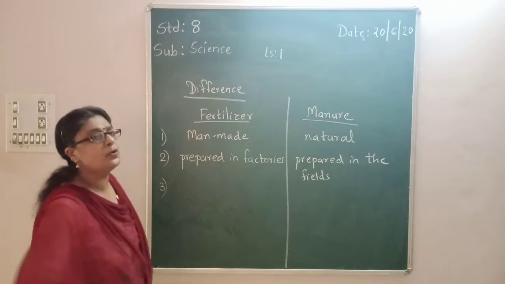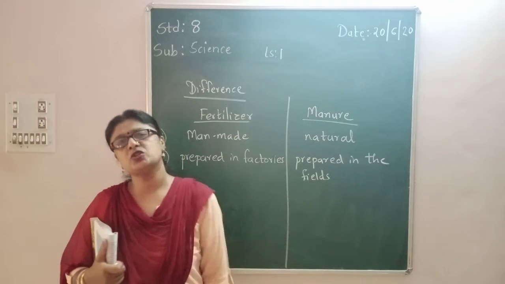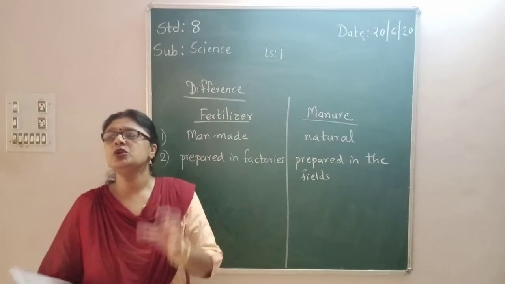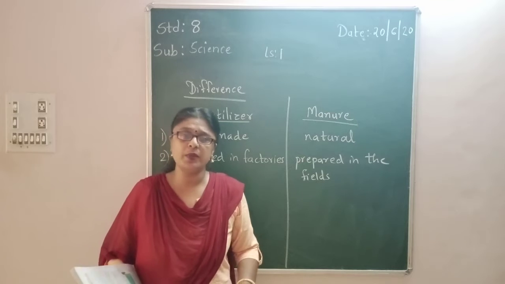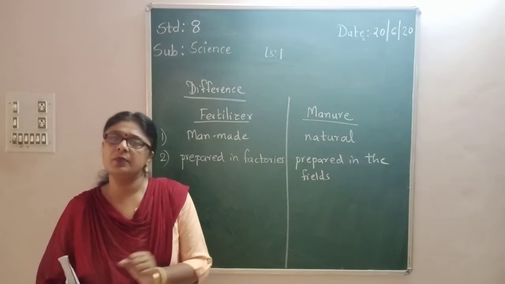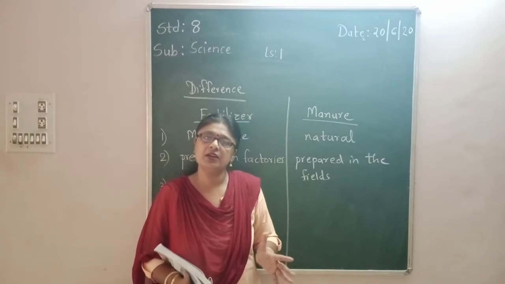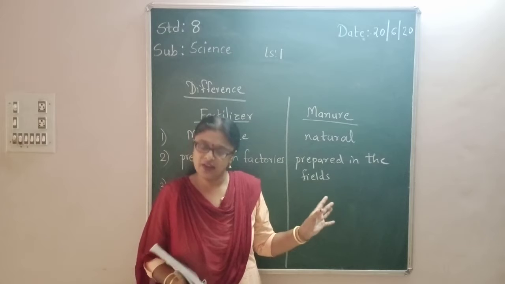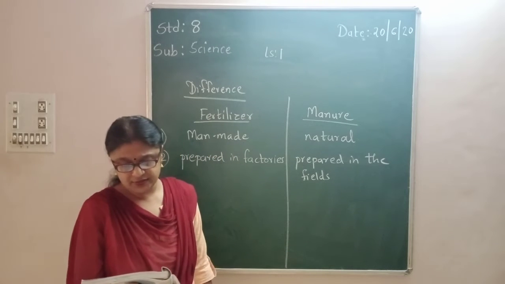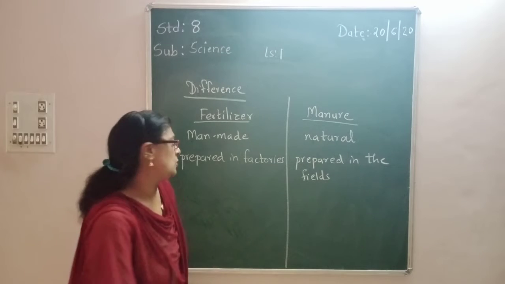All the decomposed material is accumulated in one part of the field and it is allowed to decompose for a long period of time. And then afterwards, when it is ready to be used as manure, the farmer uses this. To make manure, there are no special production plants or factories. Fine? Okay. Then the third one is: fertilizers do not provide any humus to the soil.